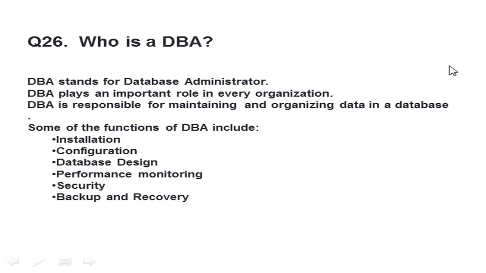Next is, who is a DBA? DBA stands for database administrator. A DBA plays an important role in every organization. A DBA is responsible for maintaining and organizing data in the database, right? And these are some of the functions of a DBA: installing the database, configuring the database, generating the database design, monitoring the performance of the database, taking care of security, and also taking backup and recovery.